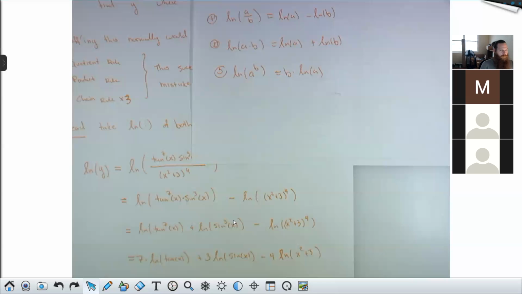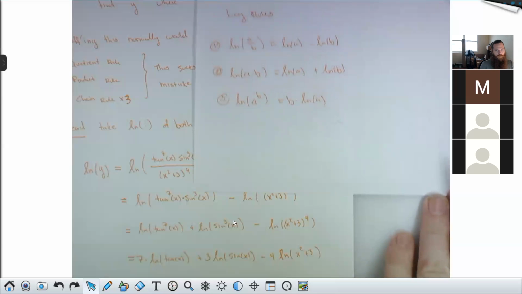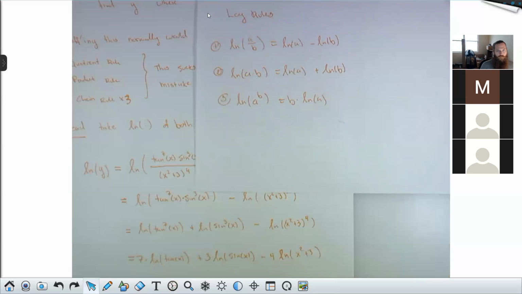So these log rules, they're important. They really are. Logarithms, hugely important functions in mathematics in general, but especially in calculus.